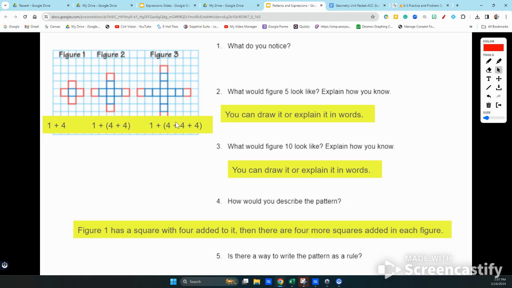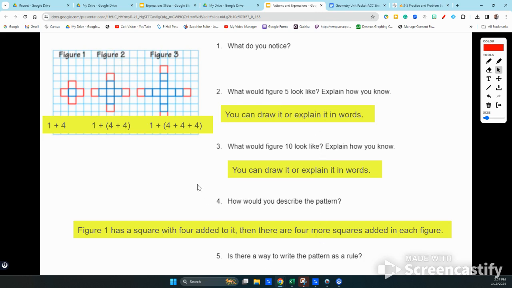So this is what figure 2 looks like, right? 1 plus 4. That's figure 2. I'm adding 4 more. So now I'm adding 3 4s. So then for figure 4, I'd be adding 4 4s. And figure 5 would be adding 5 4s, and then 10 4s.